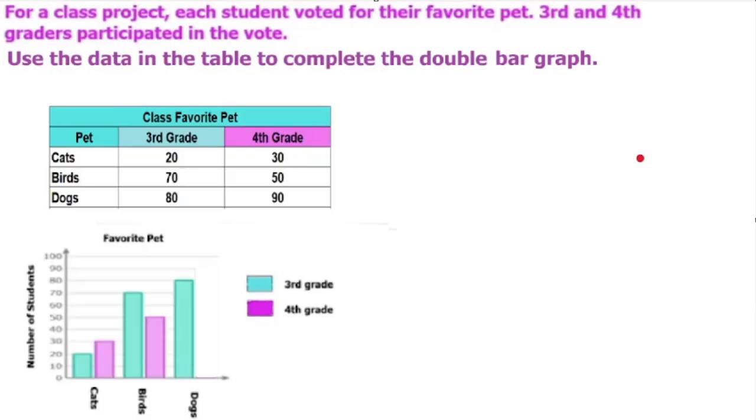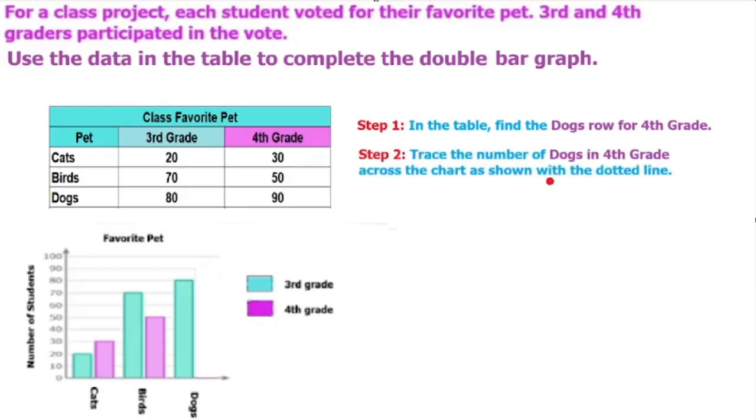So step 1, in the table, find the dogs row for fourth grade. So that's the one we're trying to find and plot because that one's missing. So we go to dogs. The third grade is already plotted here. And this is the fourth grade one that is missing, 90. So now trace the number of dogs in fourth grade across the chart as shown with the dotted line.